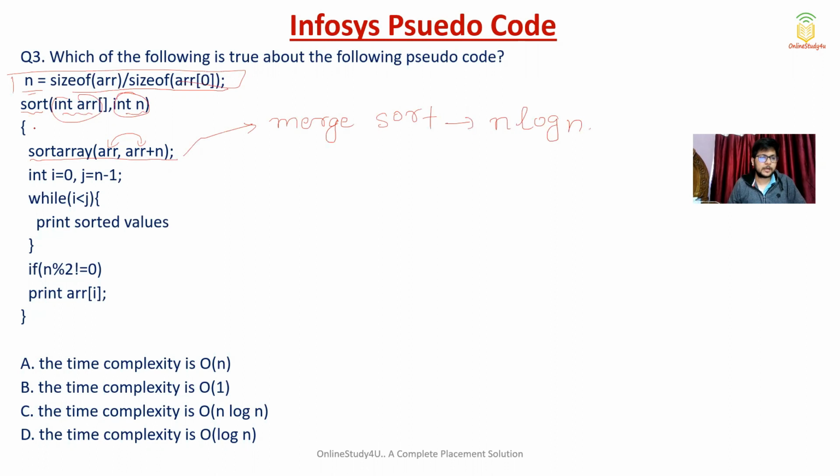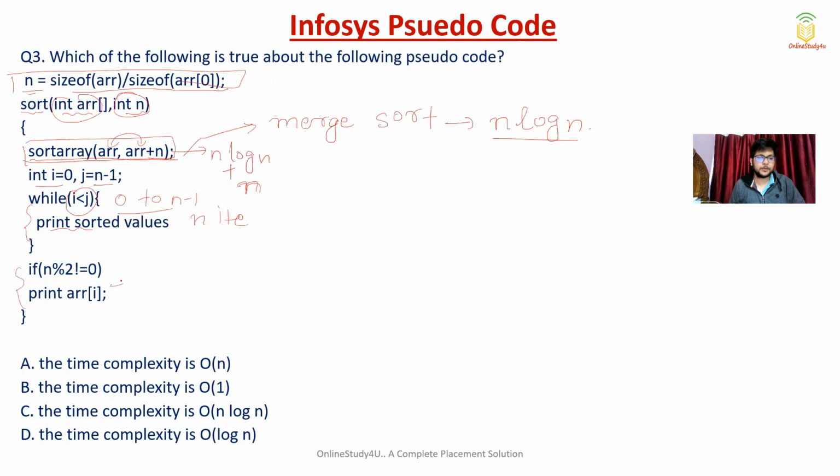So basically what happens in this function, first the array is sorted using the function sort array, which takes the complexity n log n. So n log n time is taken here. Then I have i, j, and it prints all the sorted values. This loop will run while i is less than j, where j is n minus 1. So this loop will run from 0 to n minus 1 and print the sorted values. So there are n iterations, so time taken will be n log n plus n.